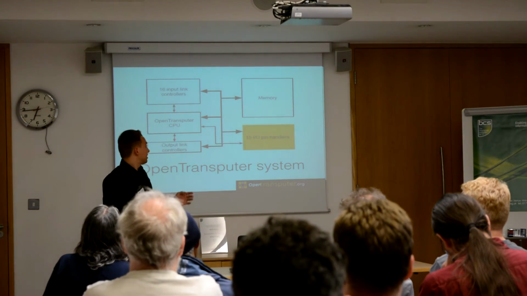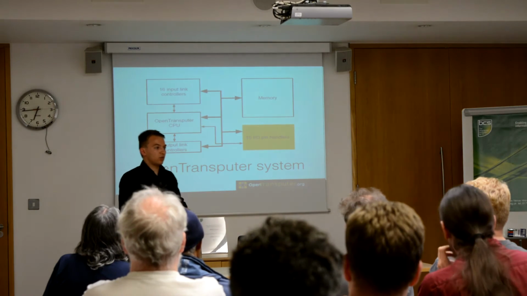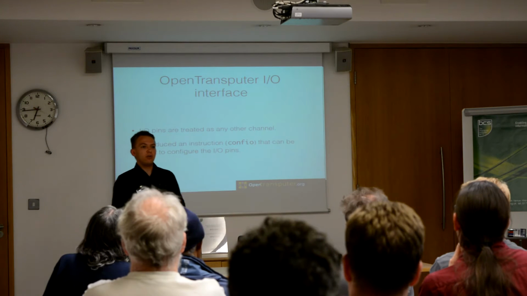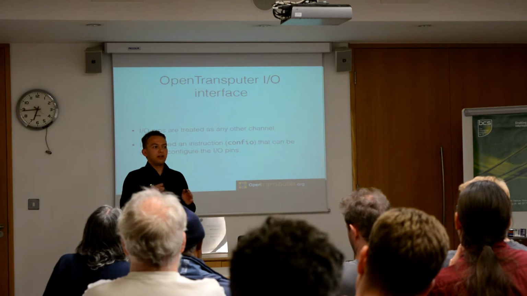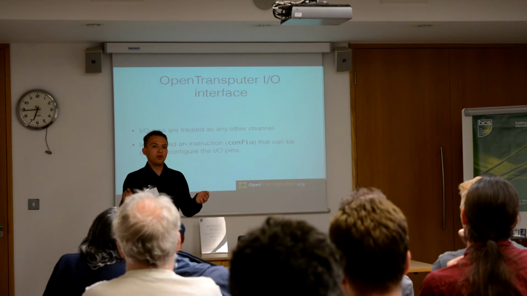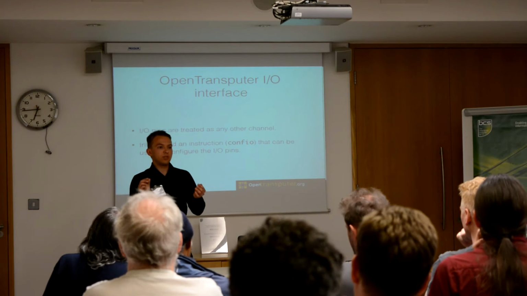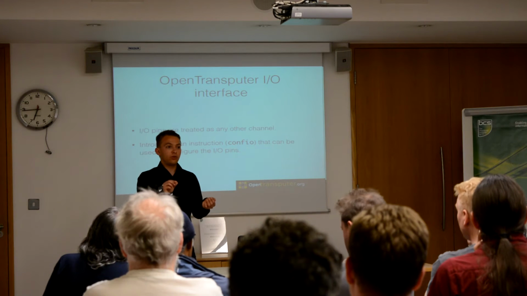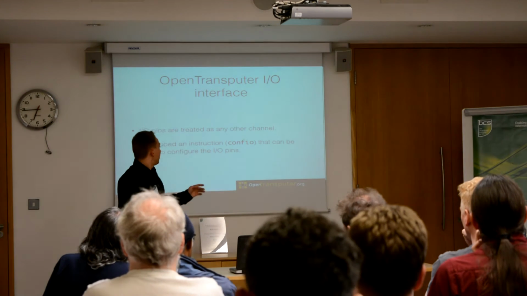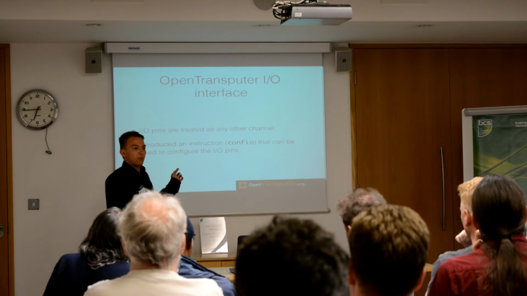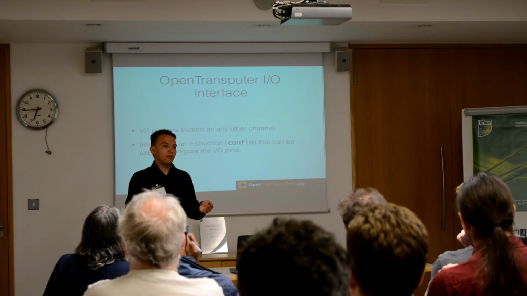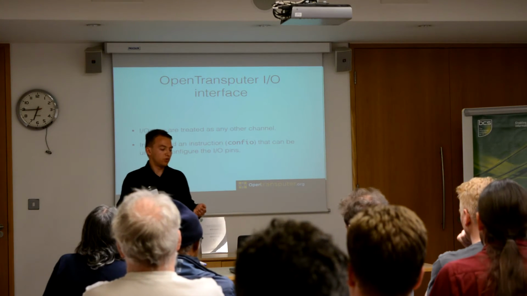The I/O interface is completely new and was also developed as part of the OpenTransputer. The I/O pins, we have 15 of them, are treated like any other channel. To set a pin high, all you have to do is send a 1 through a channel, or to set it low, you send a 0 through the channel. We also introduced a new assembly instruction, conf.io, that changes the pin from an output to an input or back.